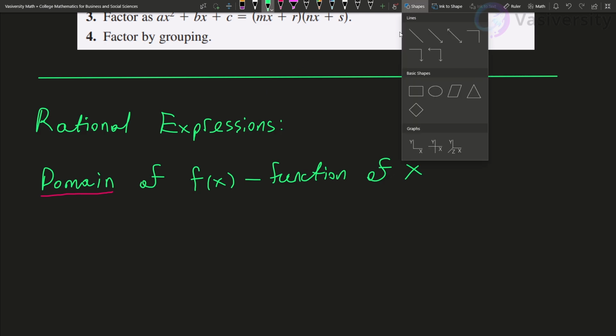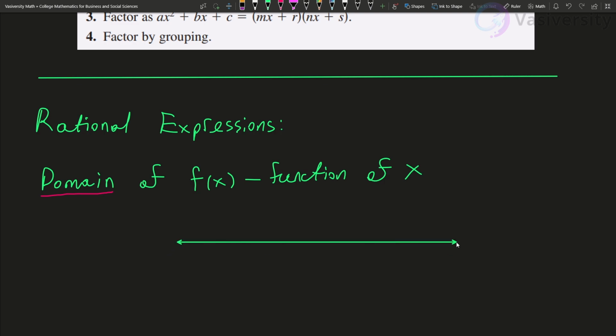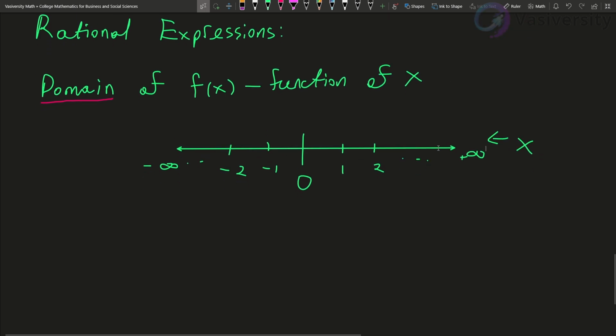Let's go ahead and make a drawing. If we have the x-axis, and here we have 0, 1, 2, etc., to positive infinity, and -1, -2, to negative infinity. This axis we call the x-axis, and this is our domain. This is our domain for most of the functions, but sometimes the domain is restricted, and rational functions are the ones which give a restriction.